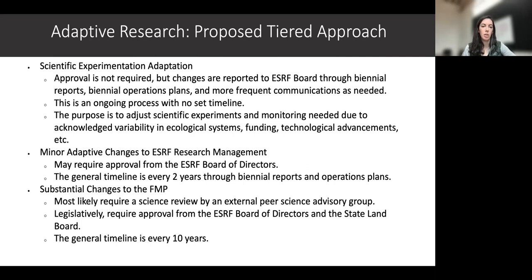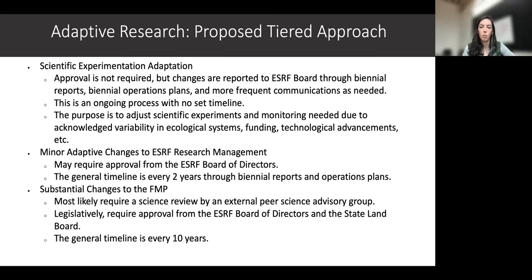The purpose would be adjusting scientific experiments and monitoring needed due to variability in ecological systems and technological advances and what we have funding for. Maybe a new grant comes in that allows for additional monitoring. So those are just some of the things that the group is considering.